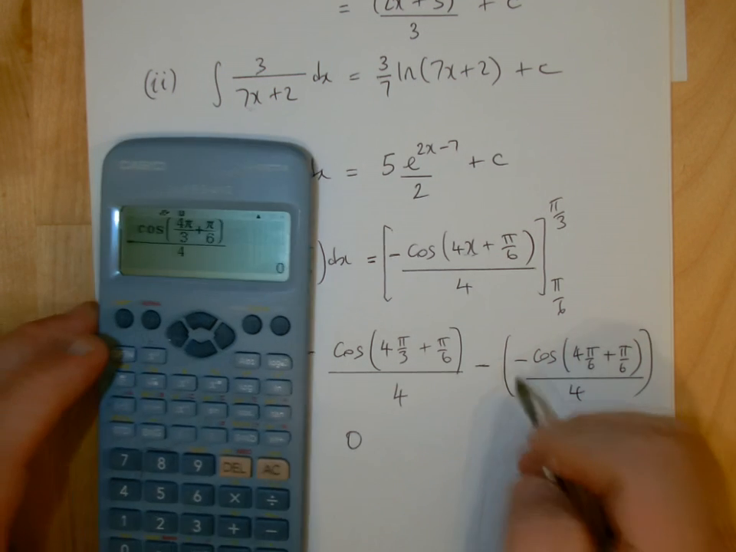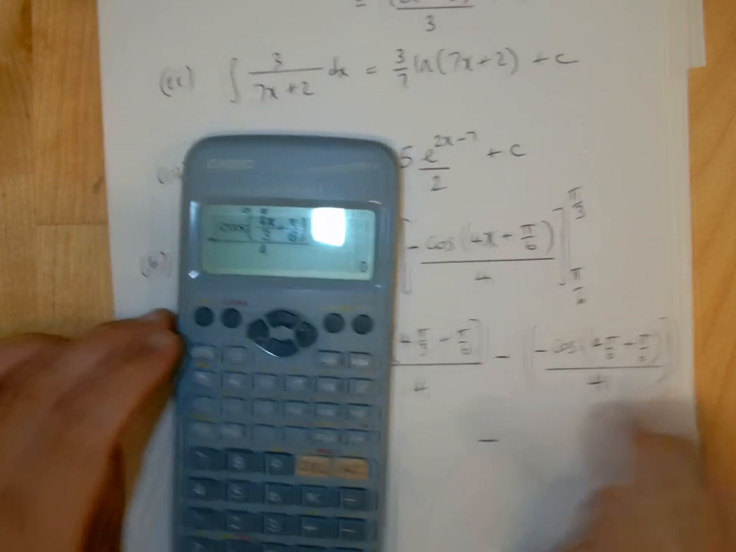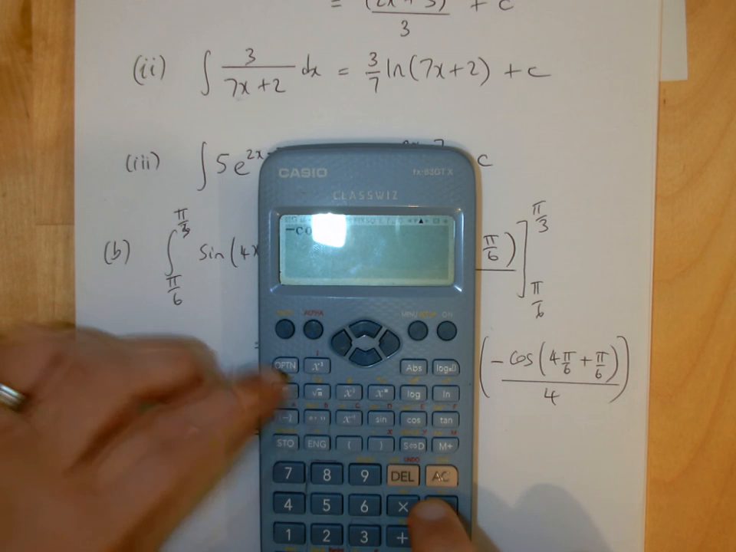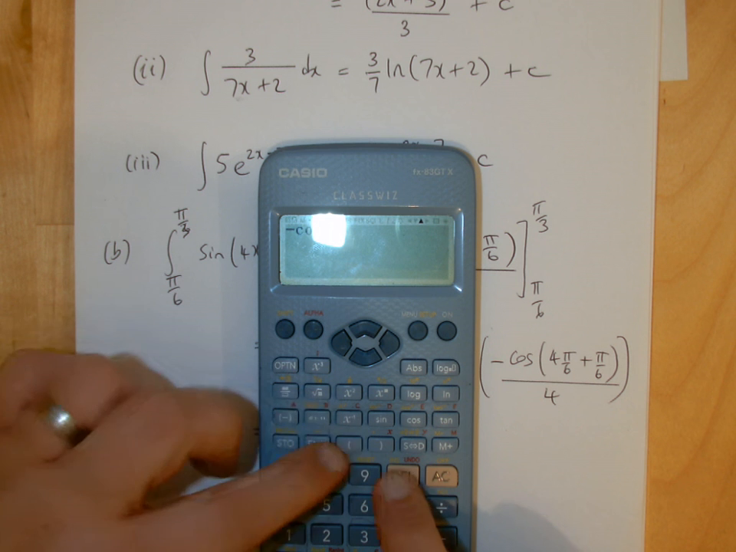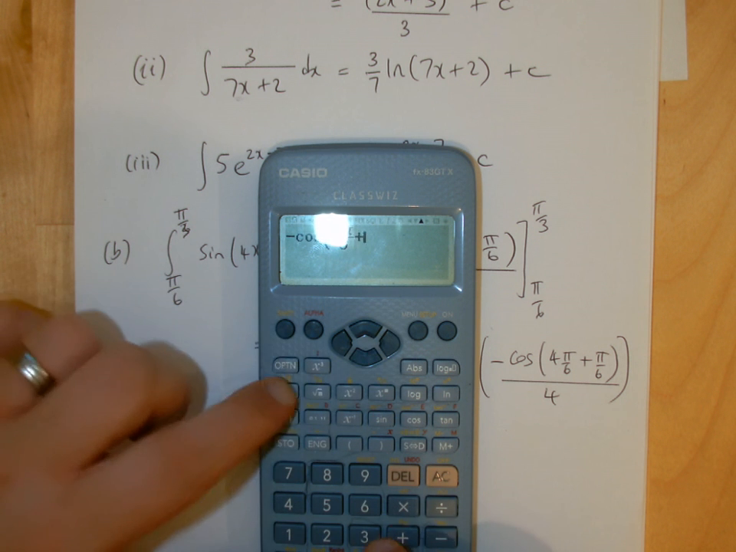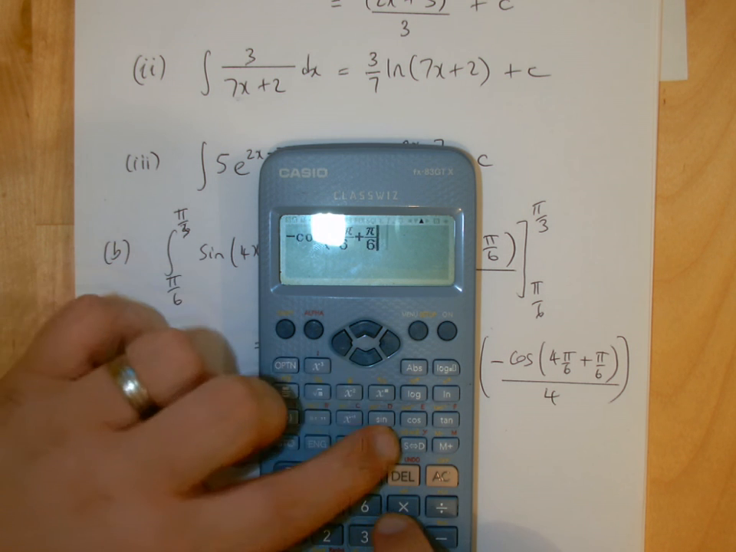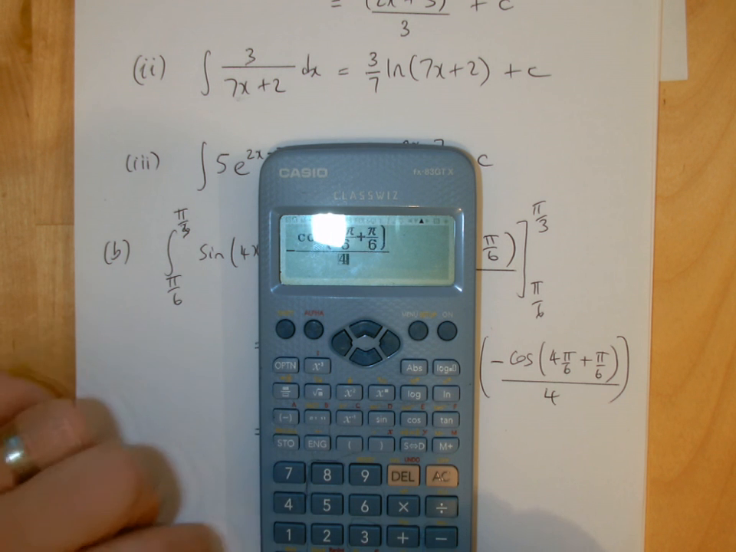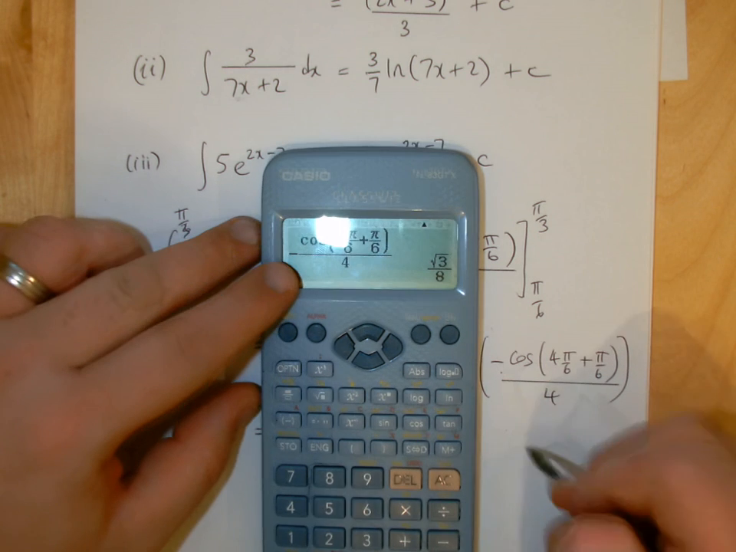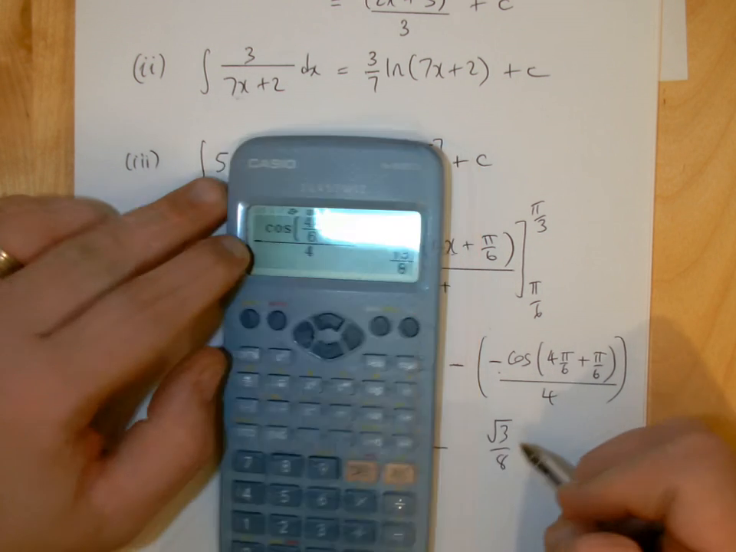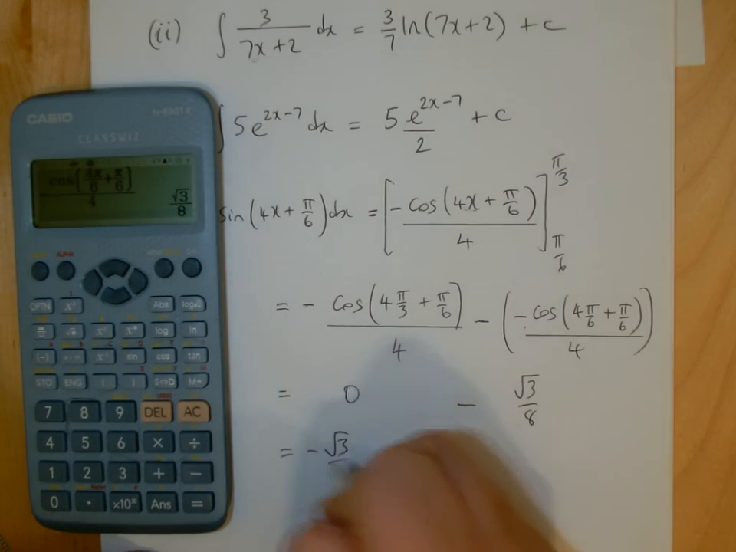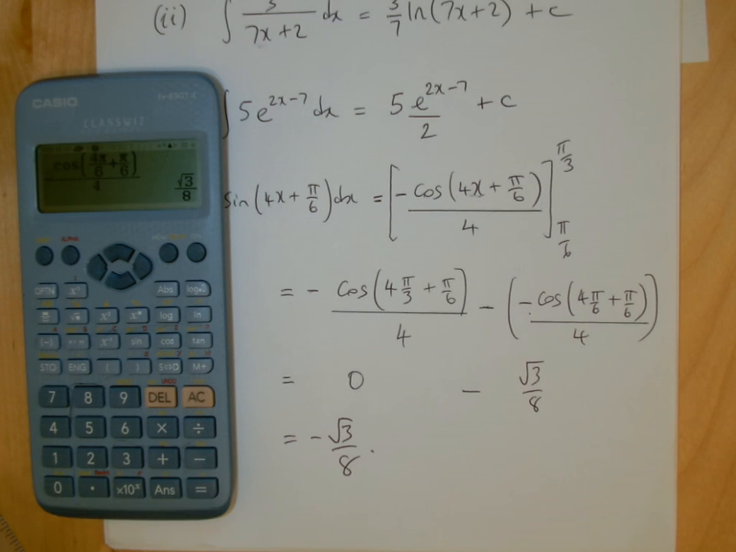And then let's work out the other one. So I've got minus then, so let's work out what's in this bracket here. So minus cos, I need the fraction button, so I need to put 4 pi over 6 plus pi over 6, fraction button over 4. So that comes out to be, so I've already accounted for that minus there, root 3 over 8. So I've got 0 minus root 3 over 8, so the answer is minus root 3 over 8. You can leave it in surd form like that.